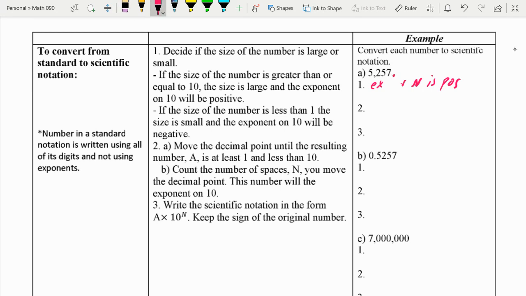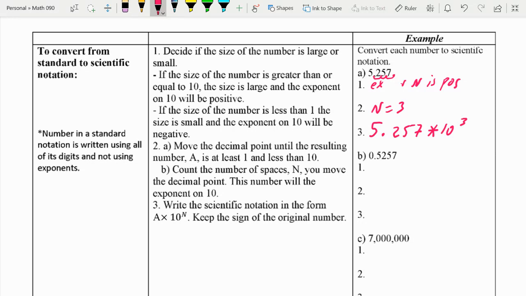All right. So there's my decimal. Let's try this one more time. I need to move it 1, 2, 3 spaces. So n is going to equal 3. All right. Now rewrite this. 5.257 times 10 to the third power. All right.